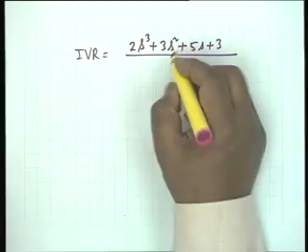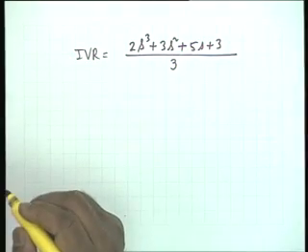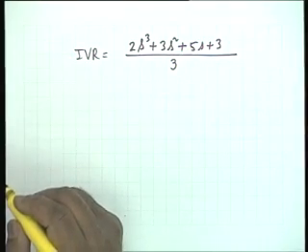I shall leave that algebra to you, and my calculation shows that IVR is 2S cubed plus 3S squared plus 5S plus 3 divided by 3. This is the insertion voltage ratio.